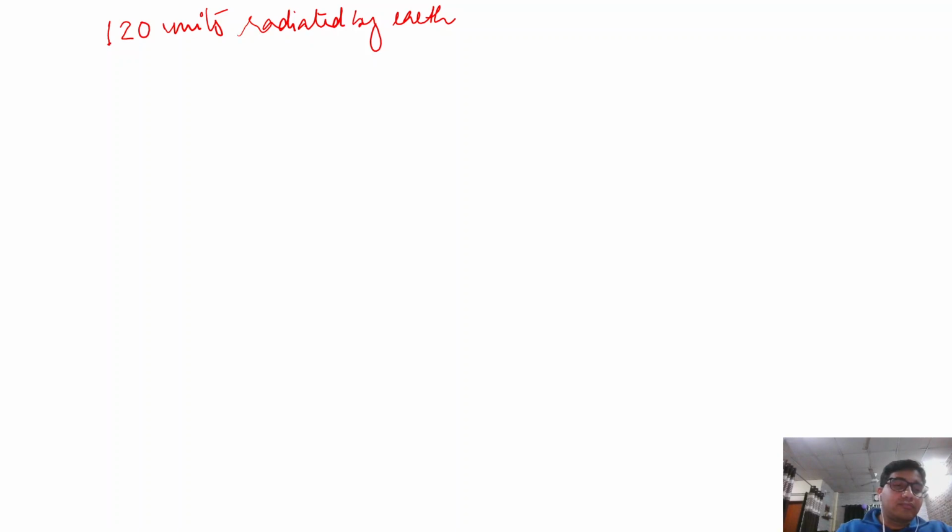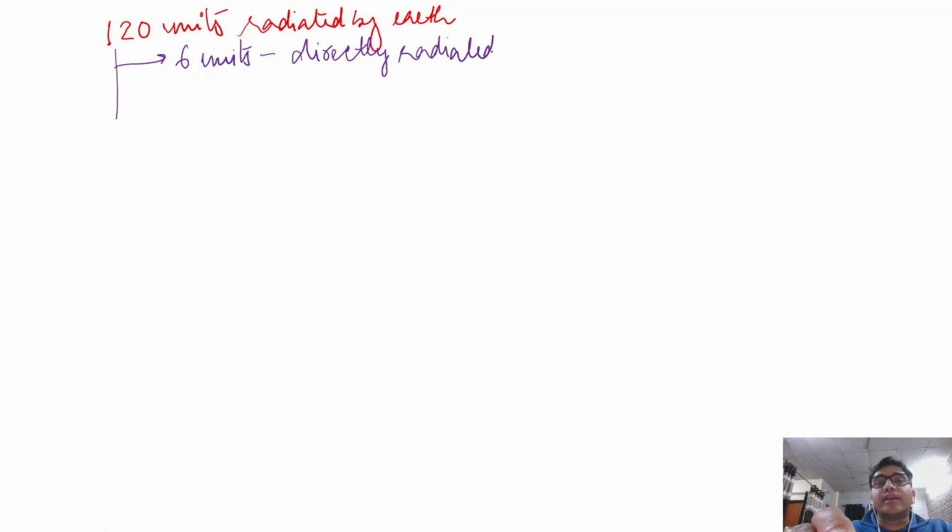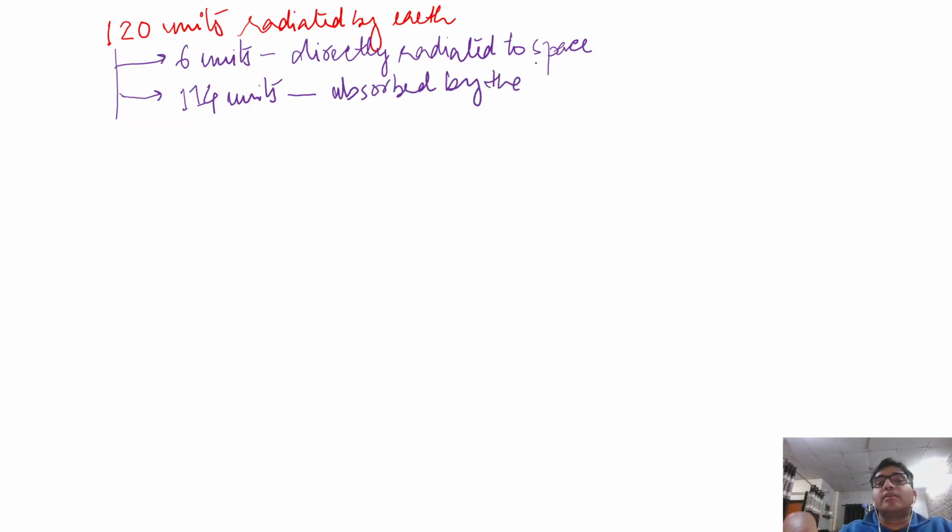Out of those 120, 6 units, they directly get radiated back, directly radiated to space without any hindrance. They go back. How much is left now? 114 units they are left. So this 114 units is absorbed by the atmosphere.